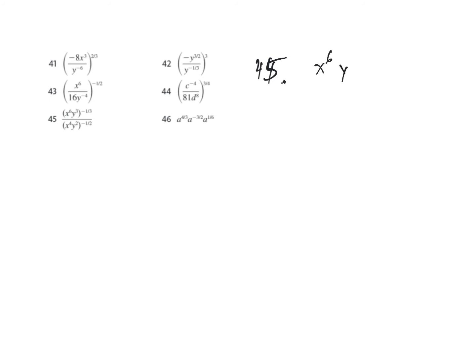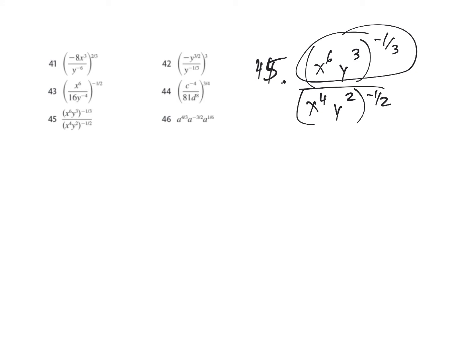x to the 6th y cubed to the negative 1/3, and x to the 4th y squared to the negative 1/2. Okay. The negative exponent in the numerator is not on a fraction. It's only on the top part of the fraction. So we're not going to just flip it and keep the 1/3 and the 1/2 in the same place like we did on that last problem. But we do need to move this to the bottom to make that a positive 1/3. And we need to move this whole thing to the top to make that a positive 1/2.